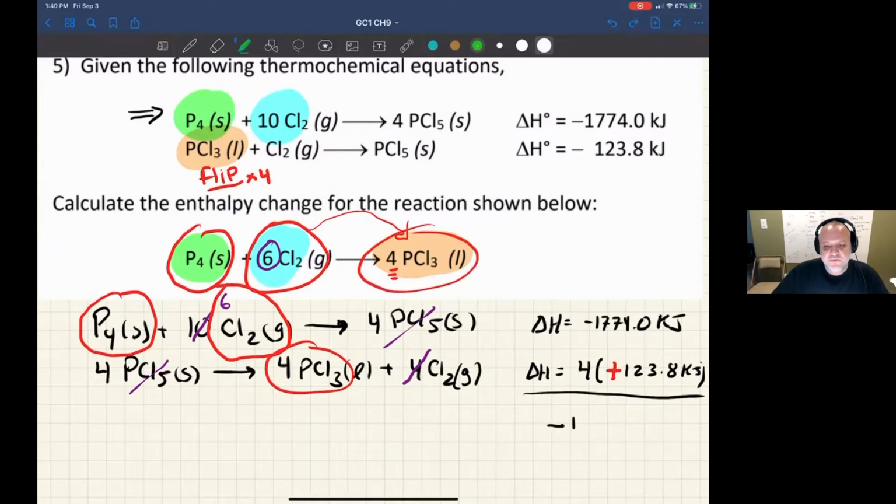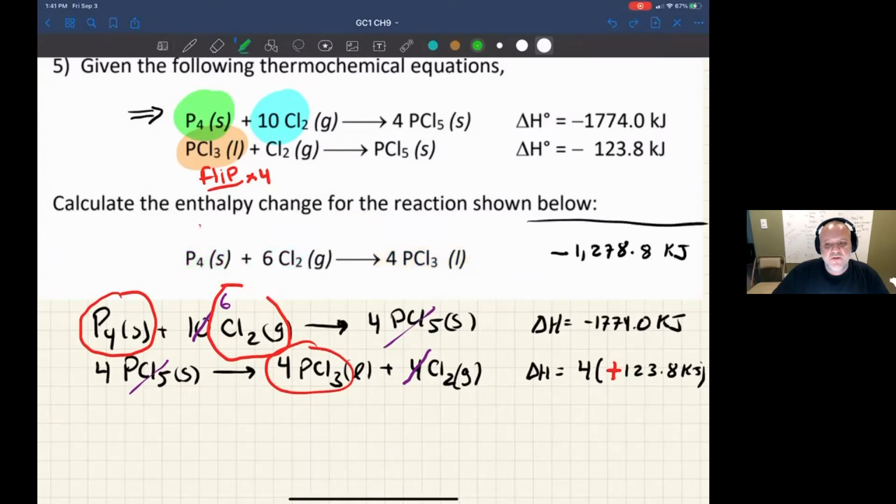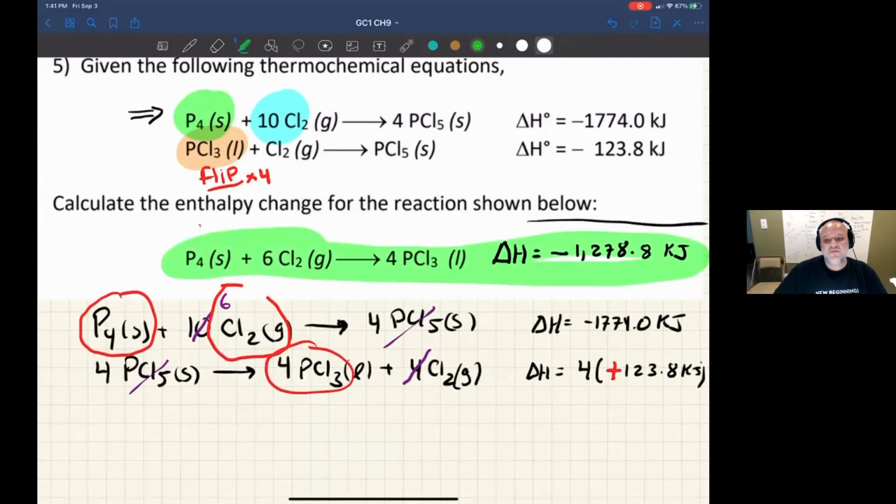So all I'm going to do is take this and add them all up, and I get negative 1,278.8 kilojoules. So now I know that the enthalpy of the reaction is negative 1,278.8 kilojoules. Okay, that's it.